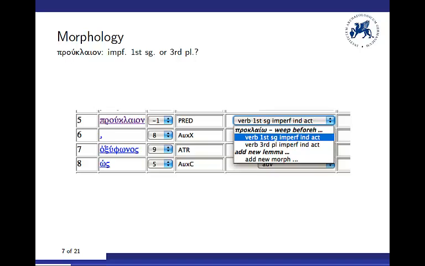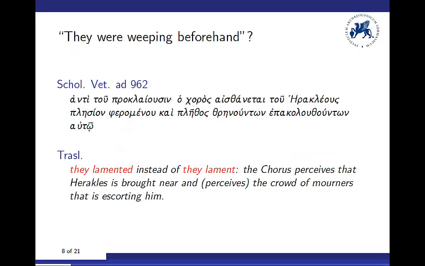And there is not very much to choose, you may say, and indeed you would be right, but you may be interested to know that the other interpretation, the third person plural, they were weaving beforehand, is actually the one in the history of interpretation of this passage. And it's the one that you can read in the scholium. And if you read it, you will understand pretty quickly that this interpretation is rather absurd.